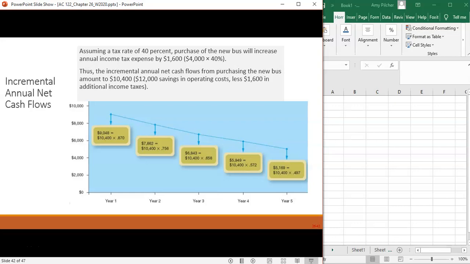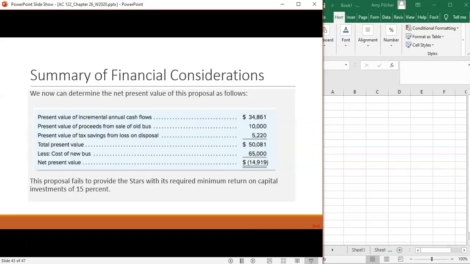We're going to discount that back using our discount rate. So we see that the present value of those cash flows is $34,861. We also have the proceeds from the sale of the old bus of $10,000. Then we have tax savings from that $15,000 loss on disposal, because that's going to come off of our taxes. We have a total present value of $50,081, less the cost of the new bus.